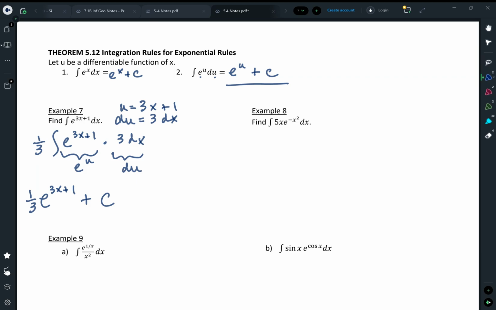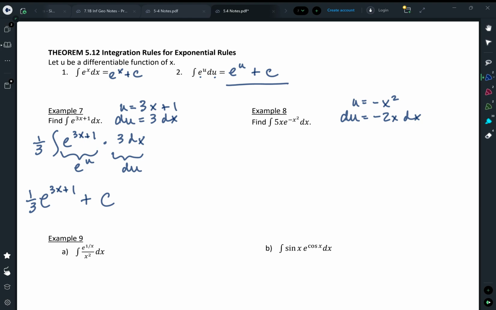So if you need to, you are fine. You could go back and take a derivative and make sure that this works. Remember, there's always ways to check your answer. On the next one, I want to do the same thing. I want to let u equal my exponent. And then my derivative of u, my du, would be negative 2x dx.